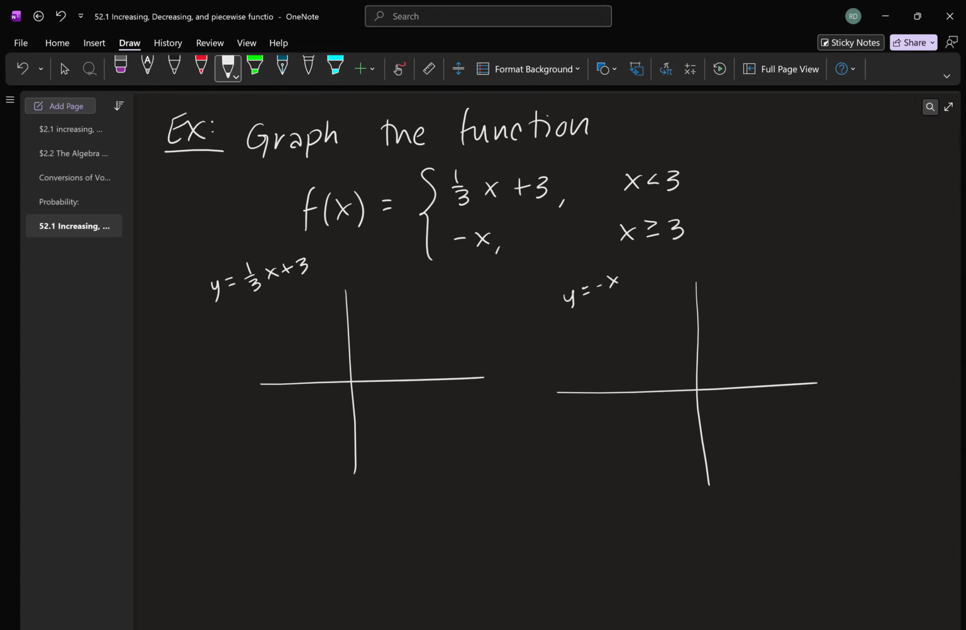So 1/3 x plus 3 has a y-intercept of 3 and a slope of 1/3. So I'm going to go up 1, over 3. Or if you'd rather go the other way, we go down 1, left 3. Either way you choose, you're going to get this line here. For y equals -x, you can always add 0, so our y-intercept is 0. Then we have a slope of -1, so we're going to go over 1, down 1. Or if you choose to go the other way, up 1, left 1. And so we're going to get this function here.